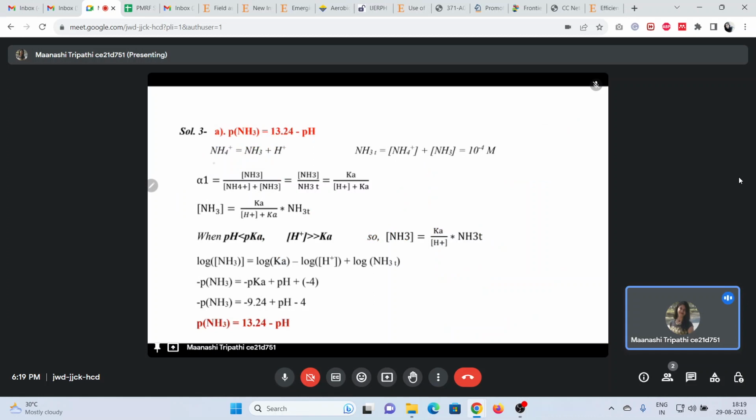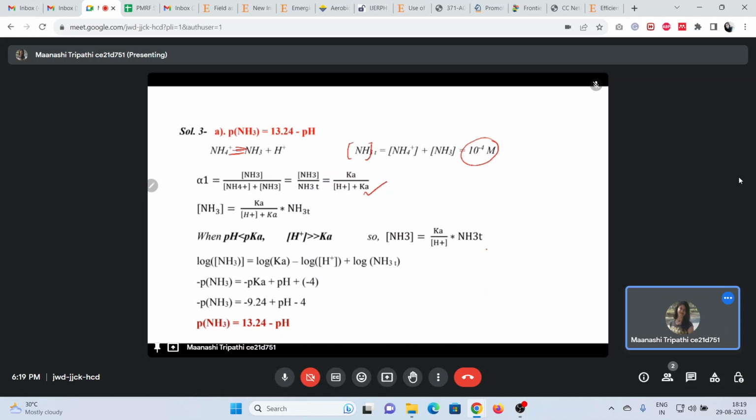So ammonium can be written as the equation NH4 plus going to NH3 plus H plus. So NH3 total, what will it be? When we talk about total NH3 species, it will be ammonium ion plus NH3. So that will be total 10 raised to power minus 4 molar. Alpha 1 is NH3 upon NH4 plus NH3. This is what we got.